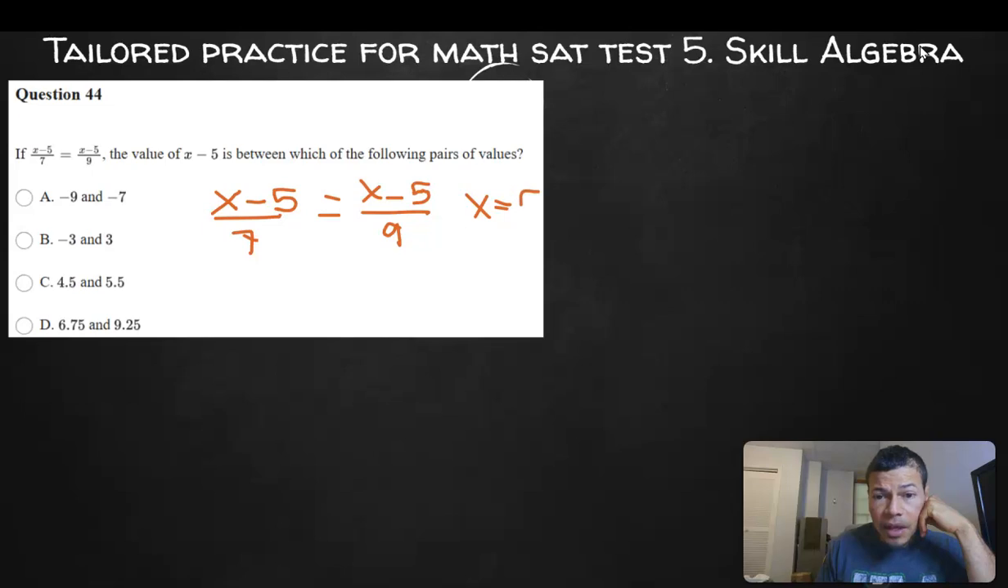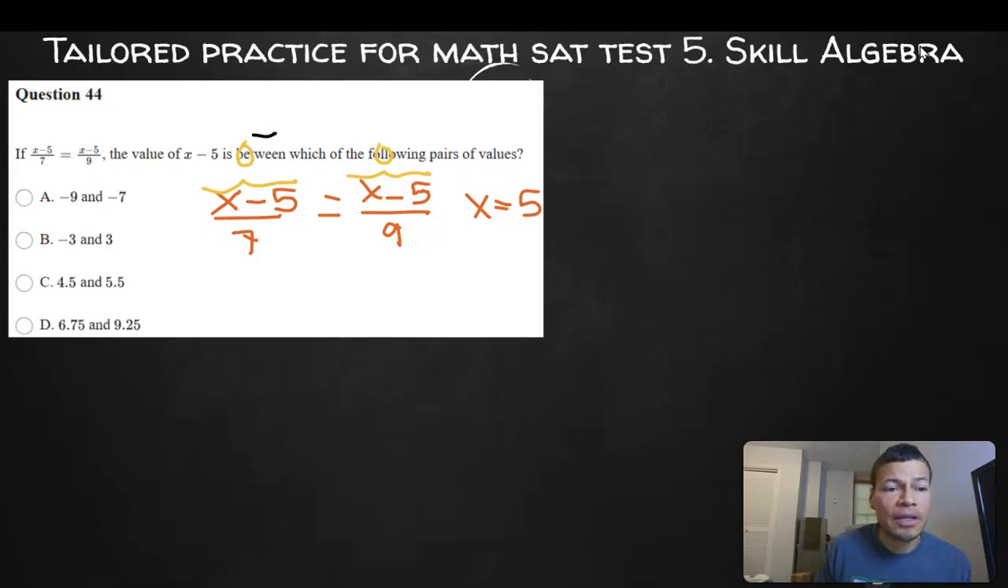When x equals 5, the whole numerator is going to be 0, okay? So this is going to be 0, and this value here is also going to be 0. Therefore, 0 is going to be equal to 0, which makes a lot of sense. Now, because it's the numerator they are asking about, and we know that it's going to be 0, between which two values is 0?